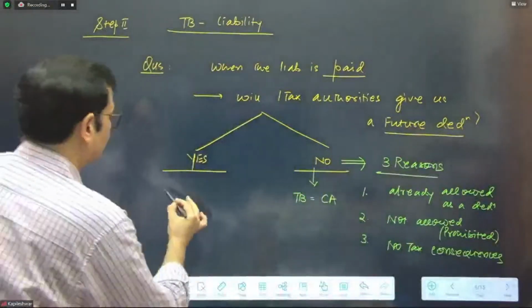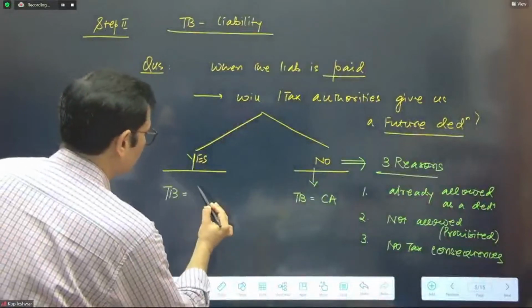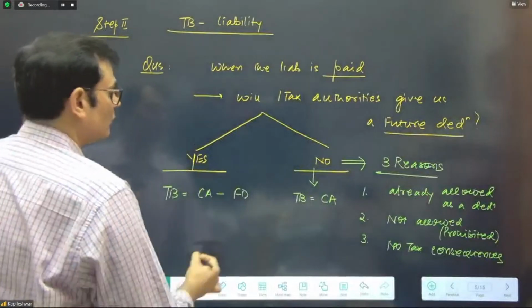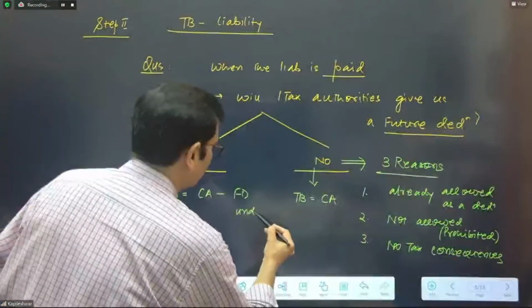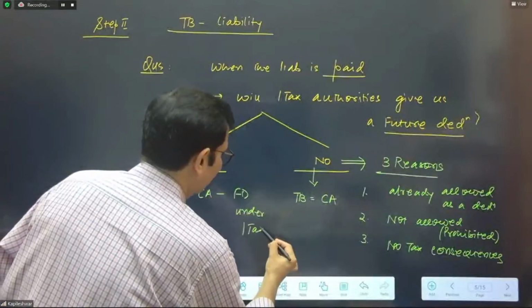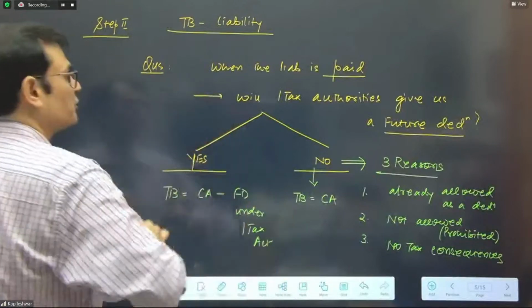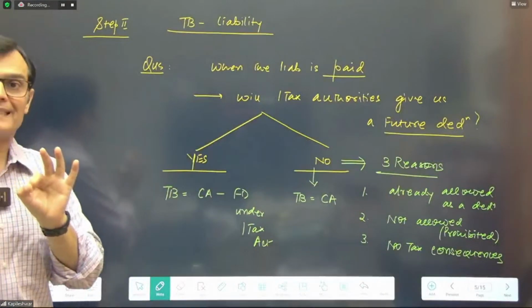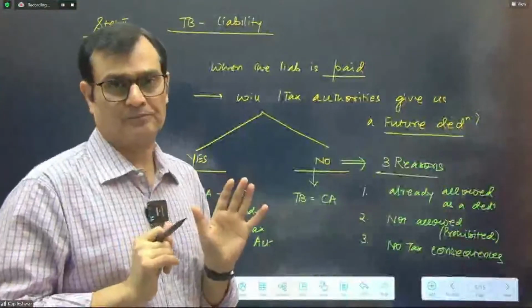And if you say yes, the tax base is the carrying amount minus the future deduction, which is of course the future deduction under the Income Tax Act. So what is the future deduction under the Income Tax Act? So this is the carrying amount minus future deduction.